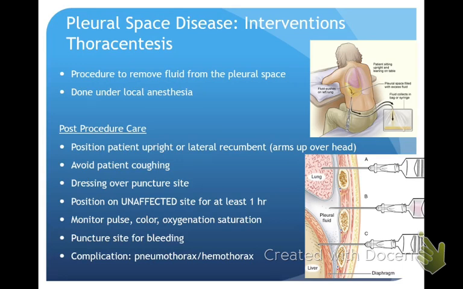Let's talk about the interventions. Our non-invasive interventions, or what can we do, supportive care, are going to be increasing oxygenation, mobilizing secretions, and chest PT. Can we reinflate alveoli? Yes, we can. I would have thought you had done atelectasis ahead of time, but that's what the incentive spirometer does.